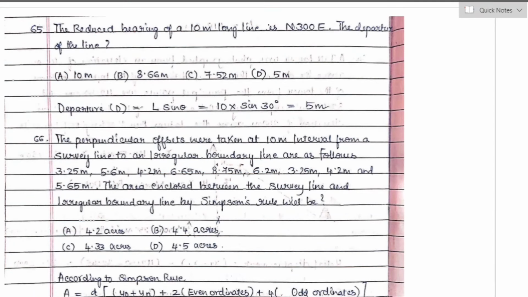Question number 65. The reduced bearing of a 10 meter long line is north 300 east. It was expected to give as north 30 degree east. There is a printing mistake in this question. The departure of the line is, we know that departure D is equal to L sin theta. So L is the 10 meter long line, so 10 into sin 30 degree. So departure will be 5 meter. Option D is the right answer.